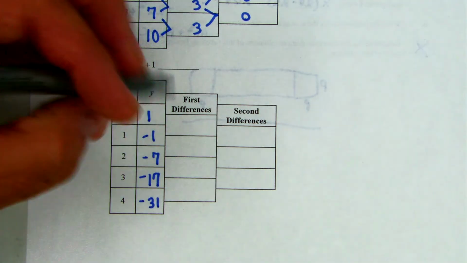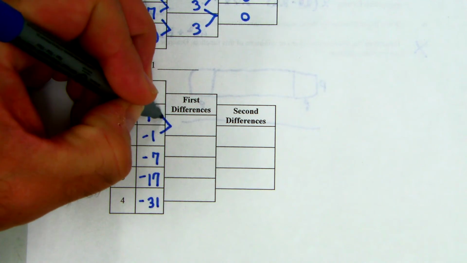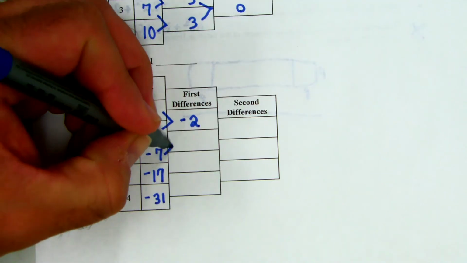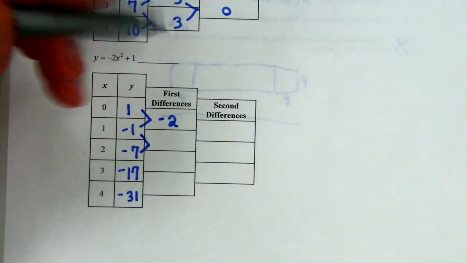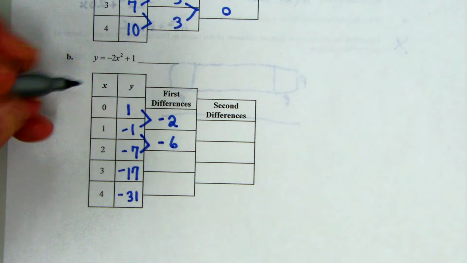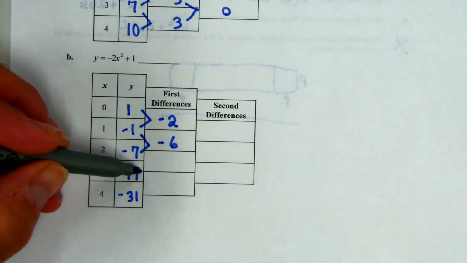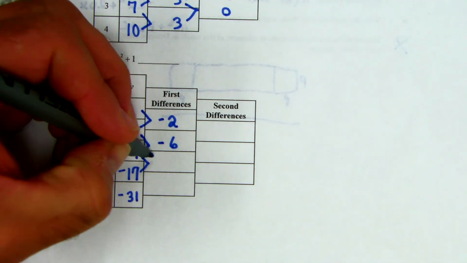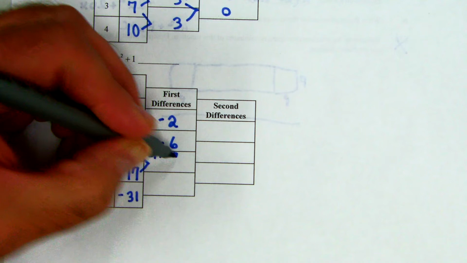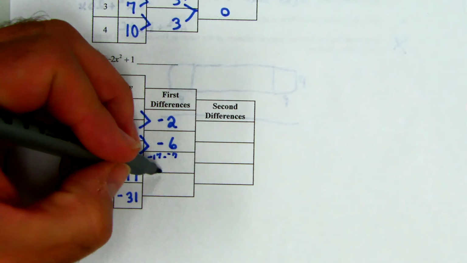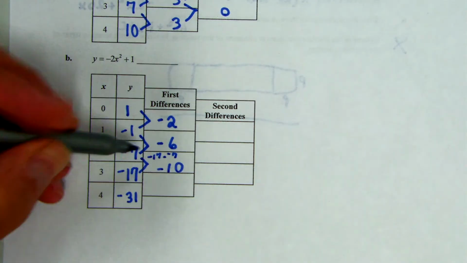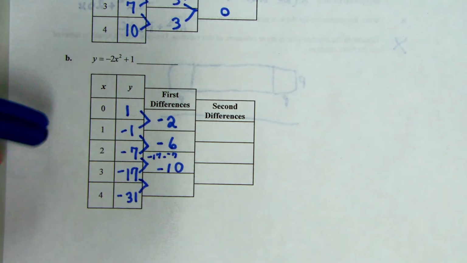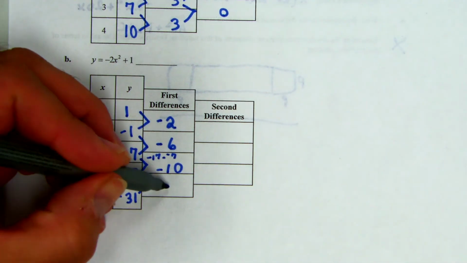The next is the first differences. So this would be negative 1 minus 1, which is negative 2. This would be negative 7 minus a negative 1, which is negative 7 plus 1, which is negative 6. This would be negative 17 minus negative 7, negative 17 plus 7, because when you minus a negative, you add, so it's negative 17 plus 7, which is a negative 10. Negative 31 minus a negative 17, which is negative 31 plus 17, is a negative 14.